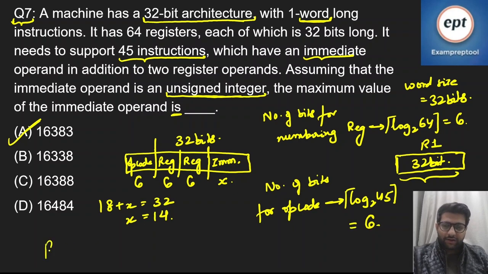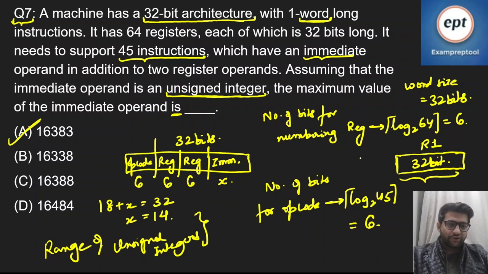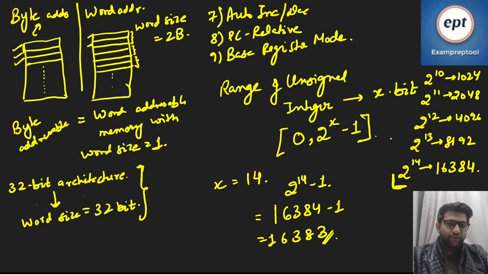So the concepts here were, you should have known the range of unsigned integers. Just try to get the concept behind this range of unsigned integers. Don't try to just rote learn this formula, right? You should have also known how many bits we required for numbering the registers and what an instruction format is. So these were the concepts that you require to solve such questions, right? And also try to remember these powers of 2 because you want to save some time in the GATE exam for difficult questions, right?